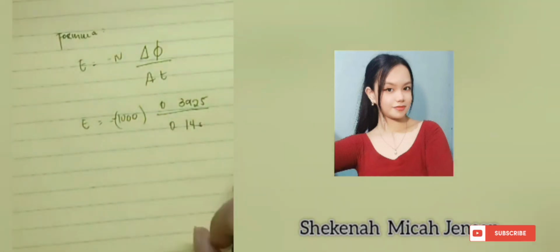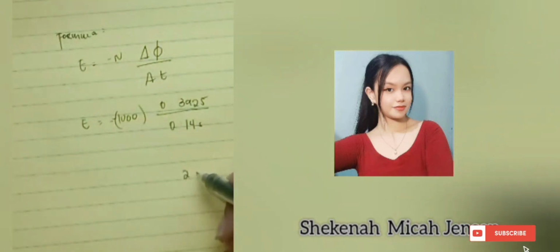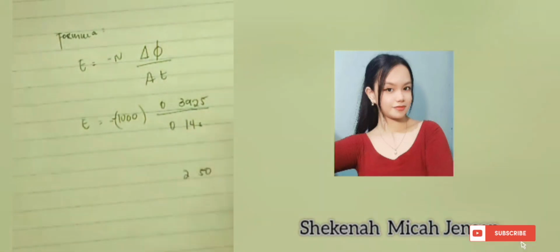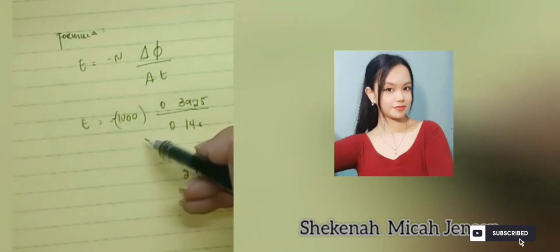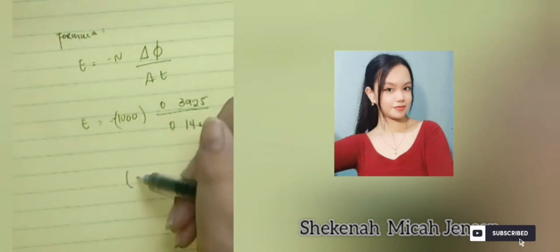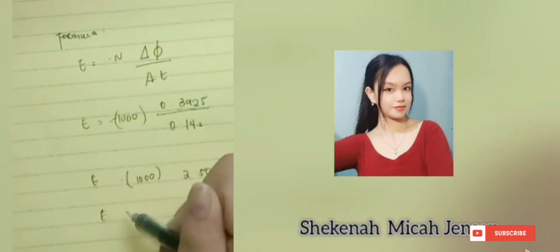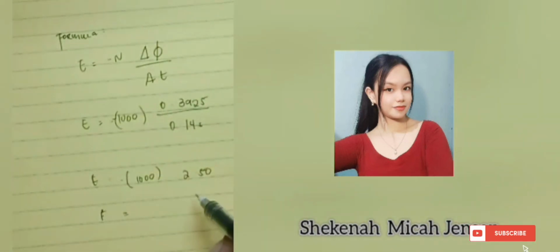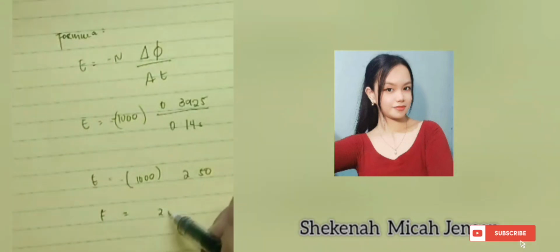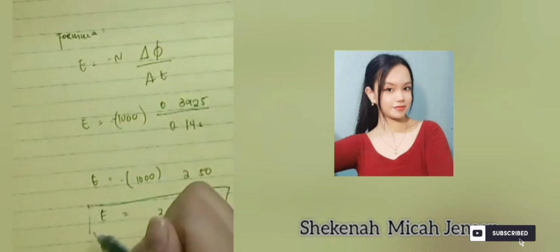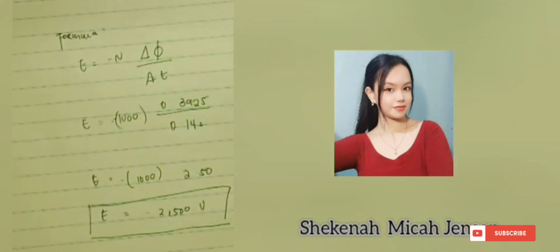So 0.3925 divided by 0.14 seconds is 2.50. Multiplied by our number of turns, which is 1,000. So, total 1,000 times 2.50 is 2,500 volts. So this is our final answer.